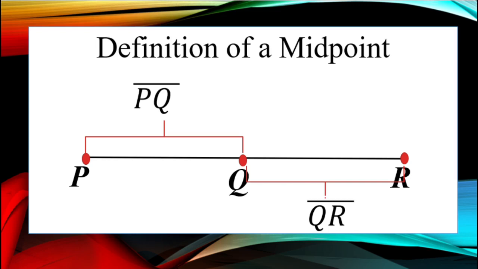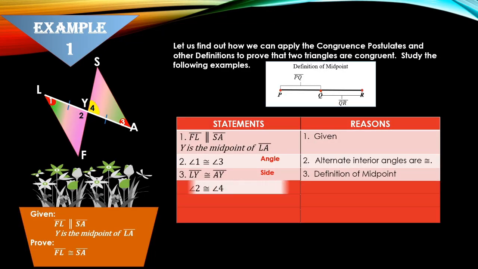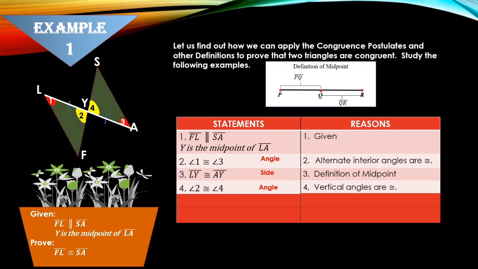Let us recall the definition of a midpoint. If points P, Q, and R are collinear, and Q is the midpoint of segment PR, then segment PQ is congruent to segment QR. Number 4. Angle 2 is congruent to angle 4, by the vertical angles theorem. If you had noticed, we have two pairs of congruent angles and one pair of congruent sides.